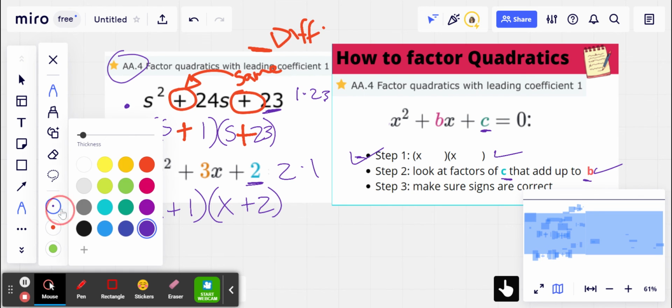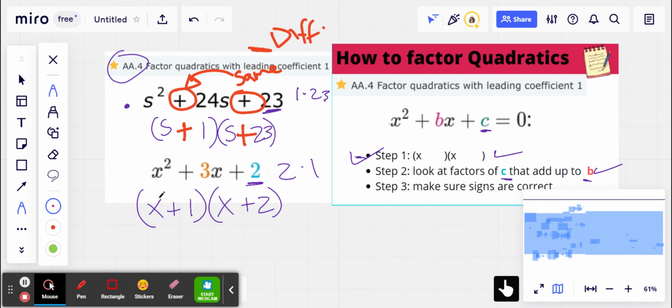If you want to triple check, you want to make sure you have the right answer before you submit, you can also FOIL. X times x is x squared. 1 times 2 is positive 2, and 1 plus 2 is 3. So you have it right.